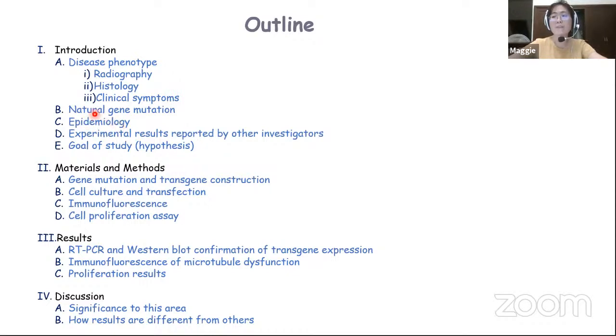You can talk about the process of natural gene mutation, how it happened in different races, genders, and different age groups, and also describe the experimental results reported by other groups and the hypothesis of your study. And then move to the materials and methods, what kind of materials you used and what experimental protocol you designed, and then talk about the results. And last, explain your results in the discussion part.